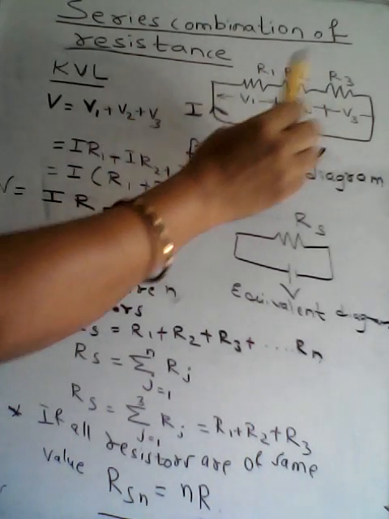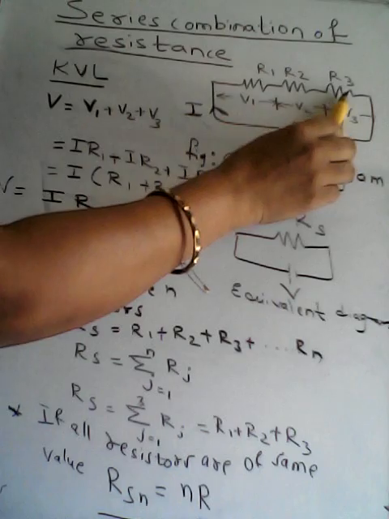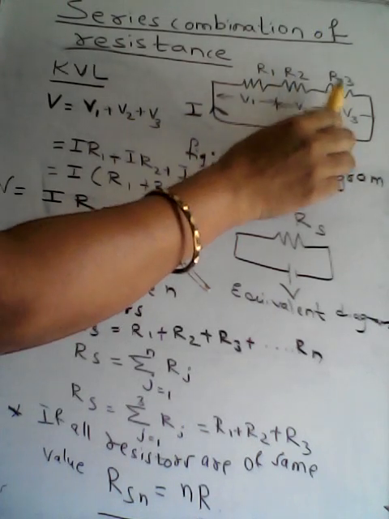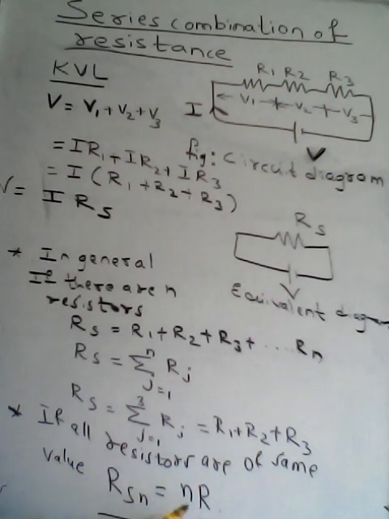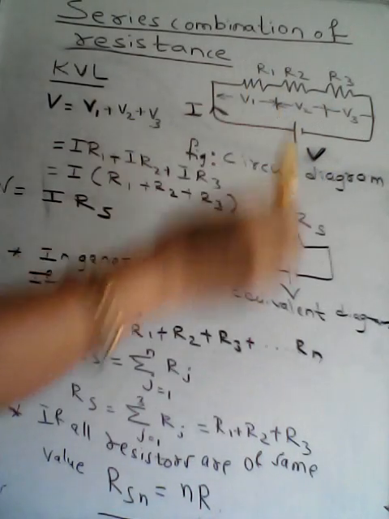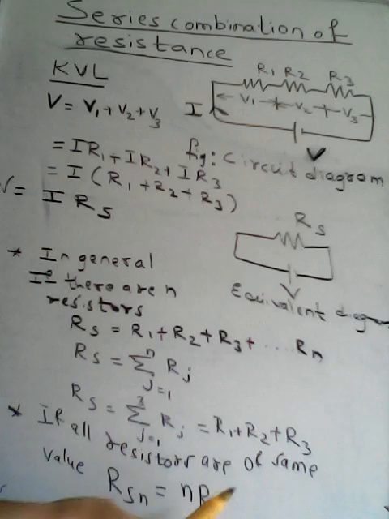If each resistor is of 4k, 4k plus 4k is 8k, 8k plus 4k is 12k. So how many resistors are there? 3, N is 3 into each of 4k, 3 fours are 12. So we are getting it as 12k.